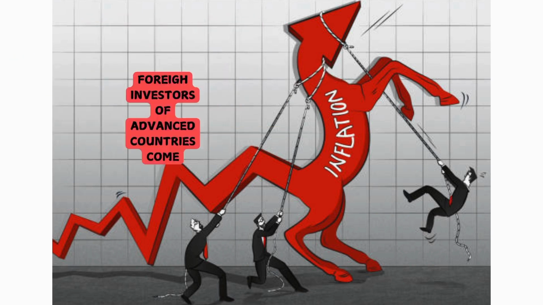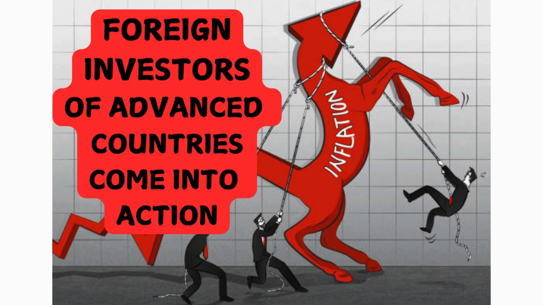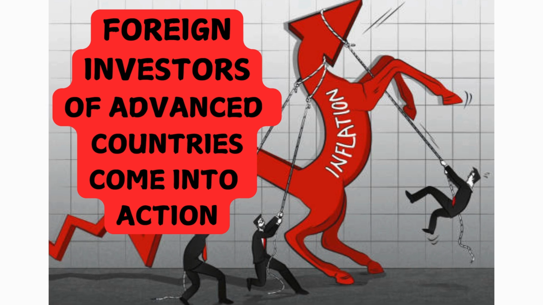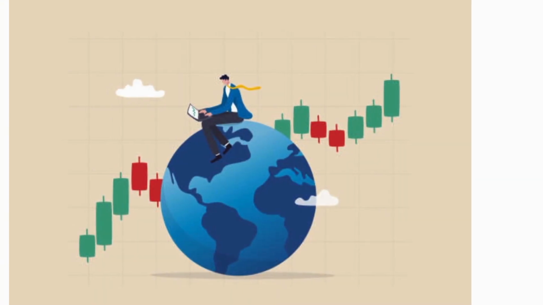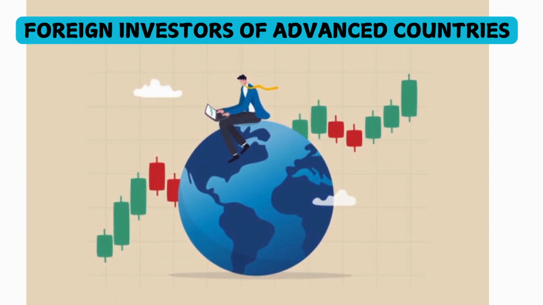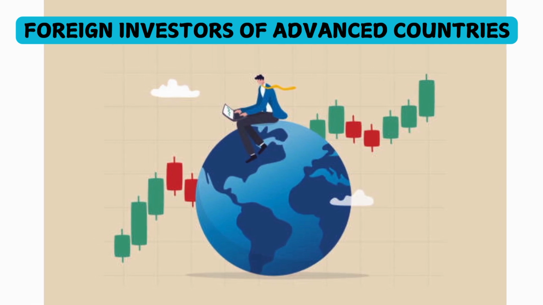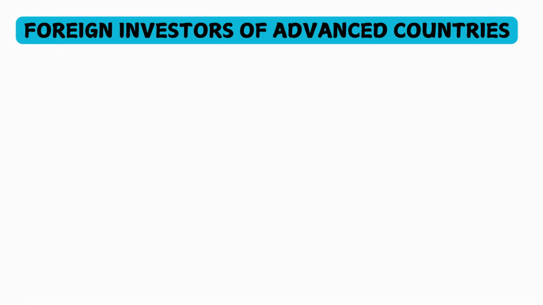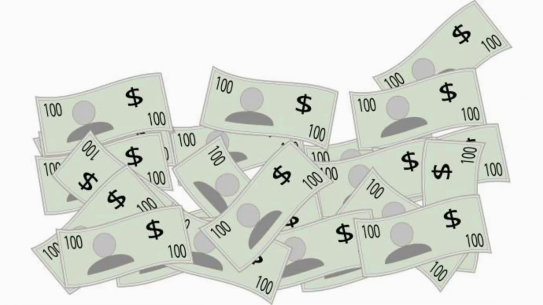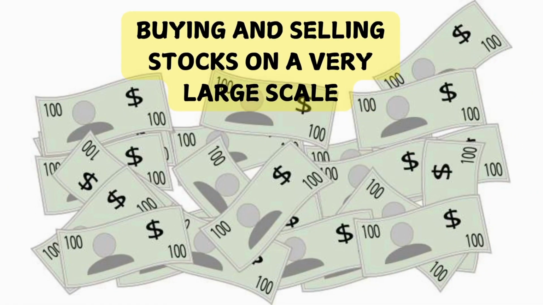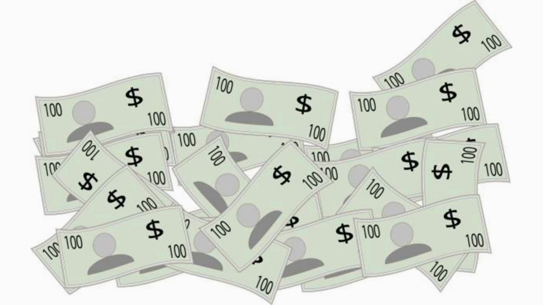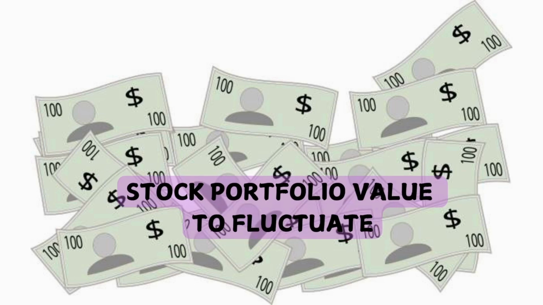And this is where foreign investors come into action, as they have a lot of cash on hand and they can invest billions of dollars in the stock markets of developing countries, and because of which these foreign investors of advanced countries control the stock markets of developing countries by buying and selling stocks on a very large scale worth billions of dollars on trading days. This is a big reason why people of developing countries that invest in the stock market of their home country find their stock portfolio value fluctuating on a very large scale from a very high level to a very low level.